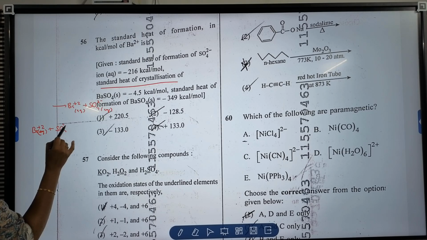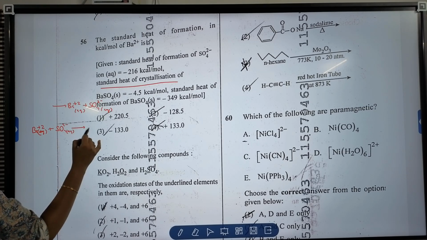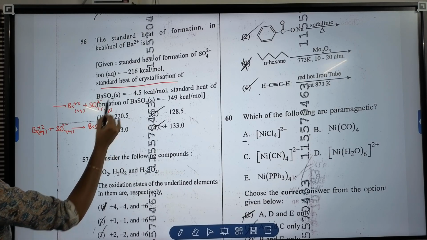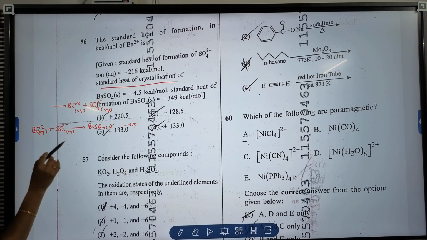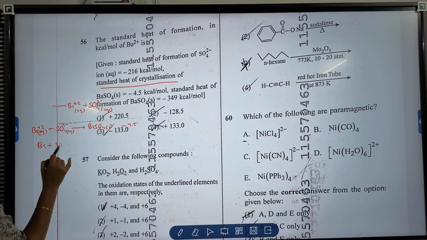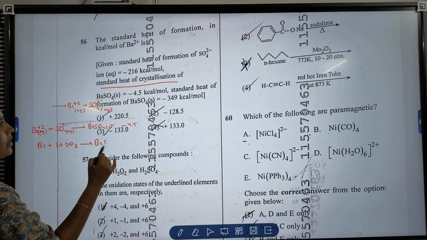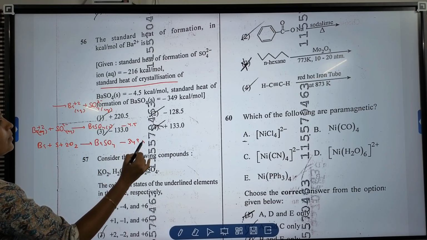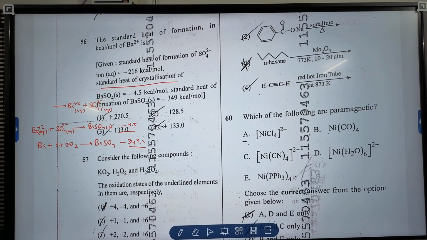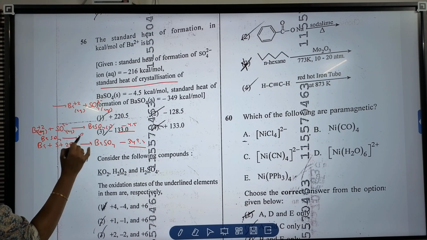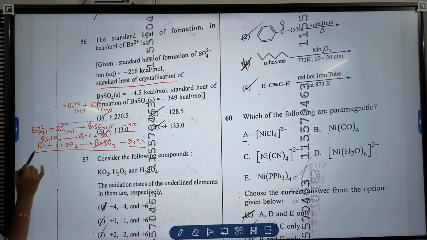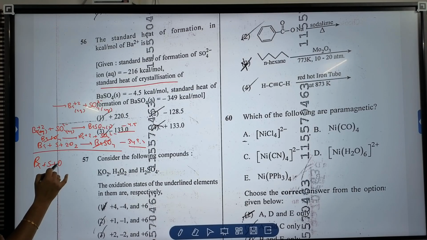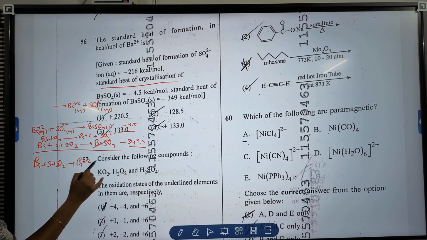SO4 2 minus aqueous will be crystallized out as a BaSO4 solid. For this, the enthalpy of formation is given as minus 4.5. The formation reaction is Ba plus S plus 2O2 gives BaSO4, here it is minus 349. In these cases we have to arrange it, so I'm inverting it: BaSO4 gives Ba plus 2 SO4 2 minus. So we can strike out these two, and for this reaction BaSO4 gives Ba plus SO4 2 minus.